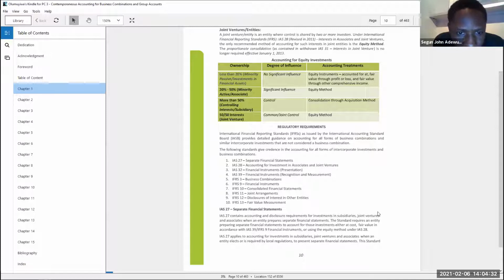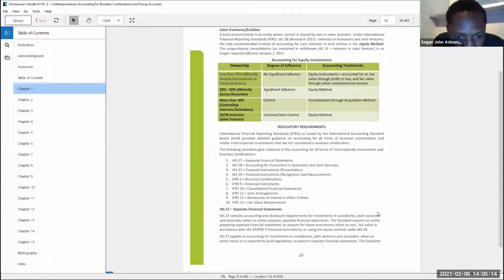Regulatory requirements: International Financial Reporting Standards, IFRS, as issued by the International Accounting Standards Board, IASB, provide detailed guidance on accounting for all forms of business combinations and similar intercorporate investments that are not considered a business combination. The following standards give credence in the accounting for all forms of intercorporate investments and business combinations. IAS 27, separate financial statements. IAS 28, accounting for investments in associates and joint ventures. IAS 32, financial instruments: presentation.